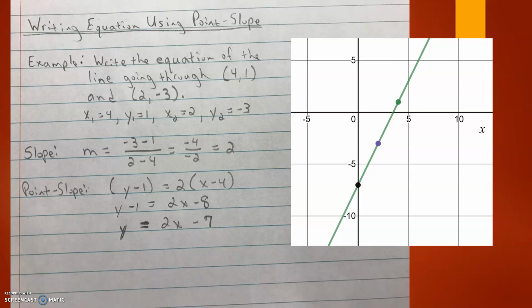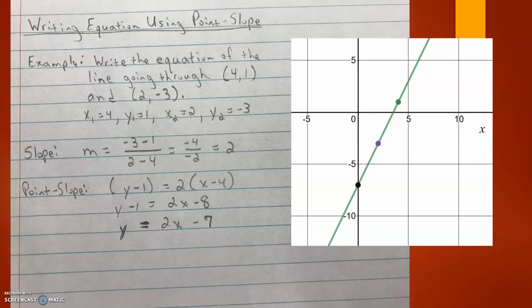So we plug in the point-slope formula, we'll get on the left y minus 1, and on the right 2 times the quantity of x minus 4. We'll distribute and clean up till we get to slope-intercept form, which is y equals 2x minus 7.